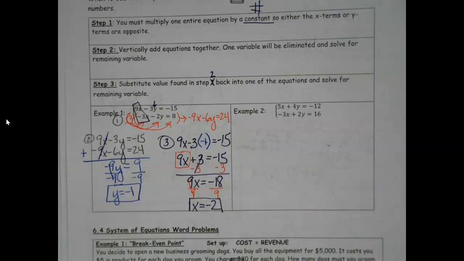So step 1, multiply one of the equations to make a variable disappear. Step 2, add down, just like we did yesterday. Now we've eliminated a variable, we can solve for the other one, and then we just plug the answer back in to get our second variable. It seems like a lot of stuff. But again, as we work at it a little more, it'll get a little easier.